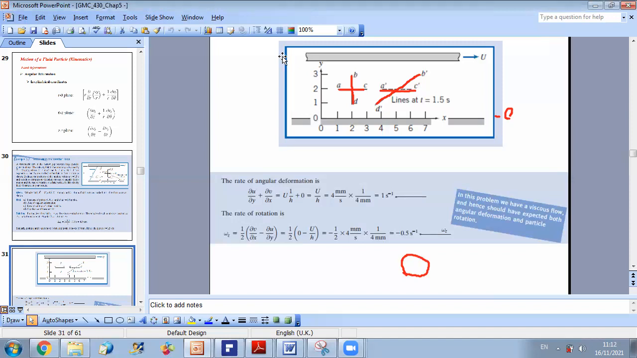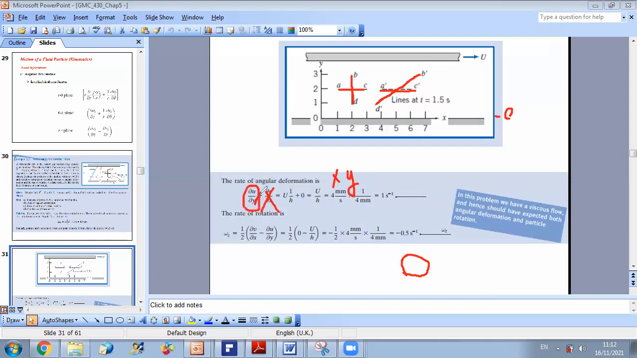We have seen together today that angular deformation in the xy plane is equal to del u by del y plus del v by del x. You don't have del v by del x, so the only term is del u by del y. And u by definition is U times y over h. So if you differentiate with respect to y, you will get U over h. So the rate of angular deformation is U over h, and the unit of this rate is second to the power minus 1.